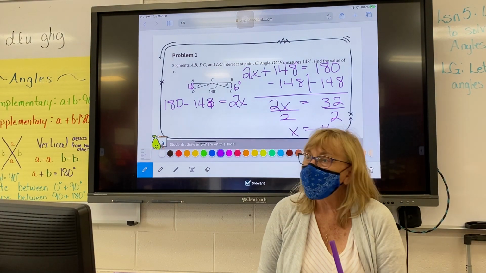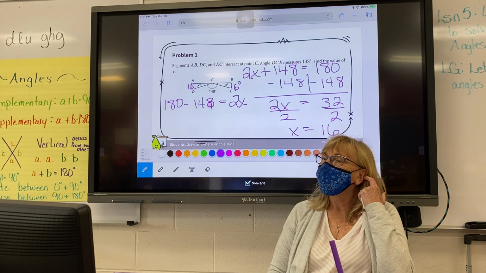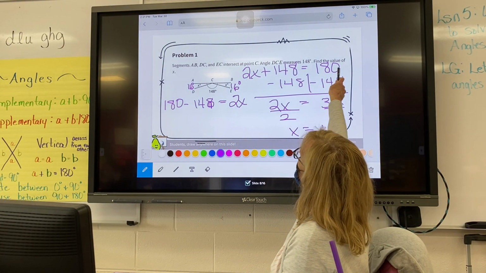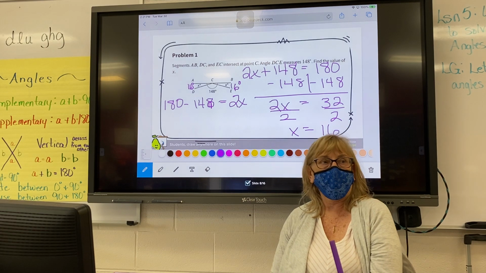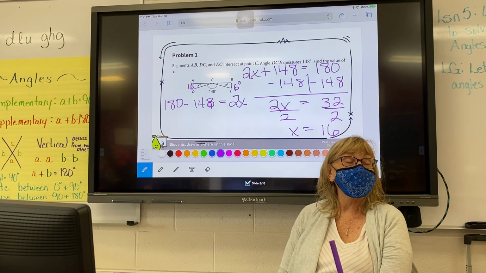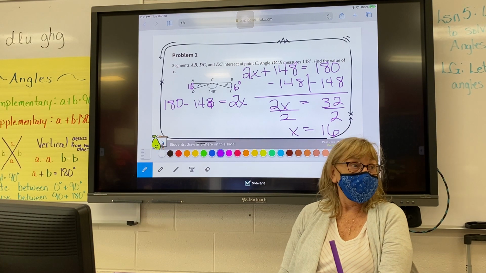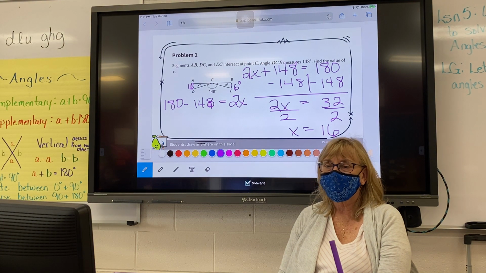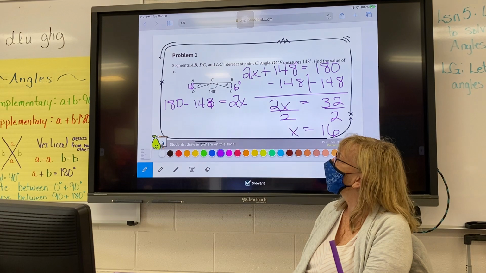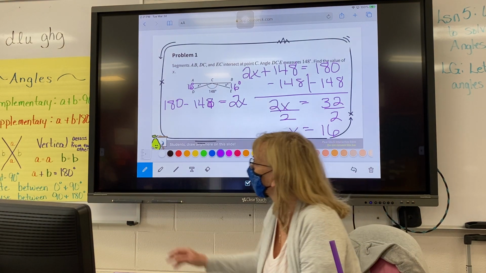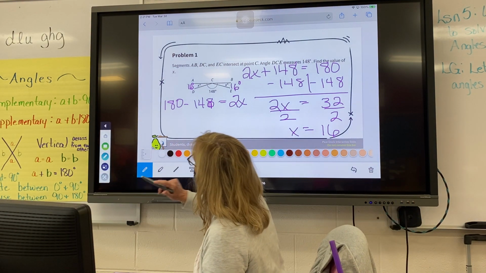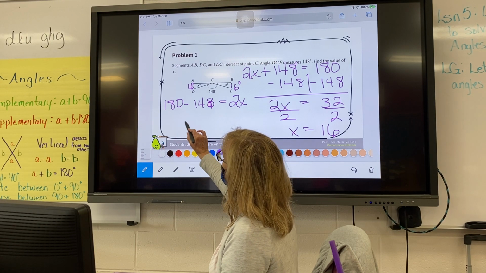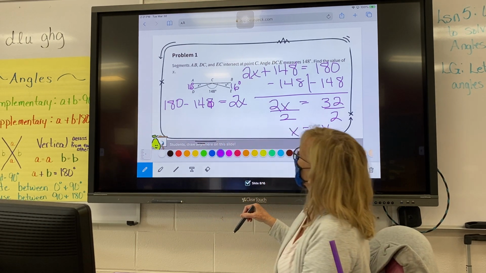All right, questions? Could I have taken and added 180 here and then said it equaled 360? Could I have? Yeah. I actually solved it a different way. All right, how did you solve it? So I took 148 and subtracted it from 180, and then I got 32, and then divided that by 2.